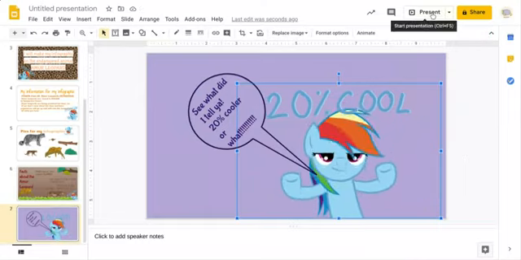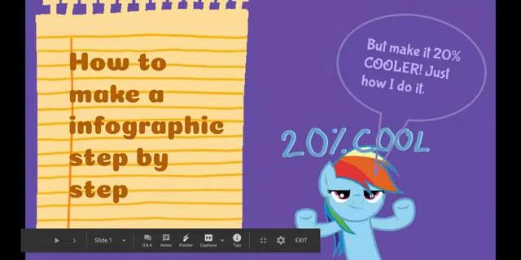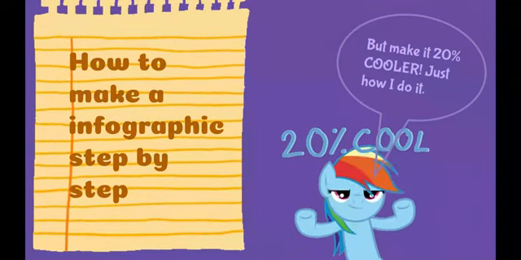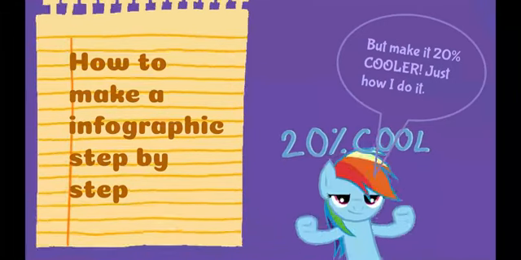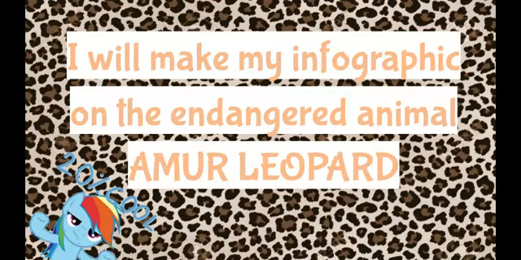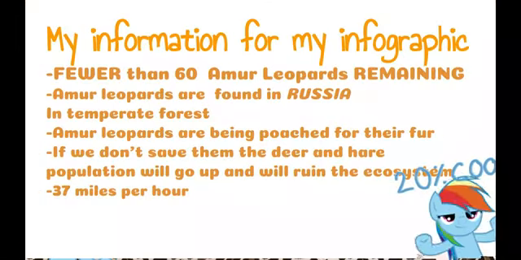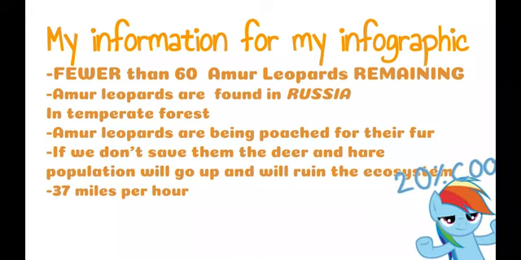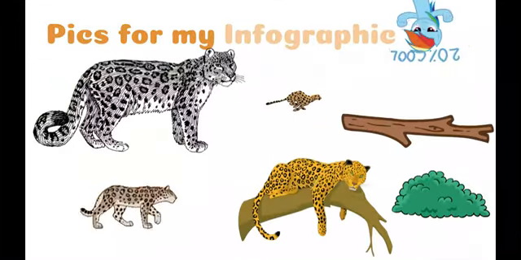And I'm just going to give you a little presentation so that we can have a little bit of fun too, because I never showed how to make infographics step by step and make it 20% cooler, just how I do it. So that Rainbow Dash is supposed to be me, just how I do it, 20% cooler. How to create infographic. I will make my infographic on endangered animal Amur leopard. My information on infographics: fewer than 60 Amur leopards remaining. Amur leopards are found in Russia in temperate forests. Amur leopards are being poached for their fur. If we don't save them, the deer and hare population will go up and ruin the ecosystem, which is what I didn't add. And 37 miles per hour.